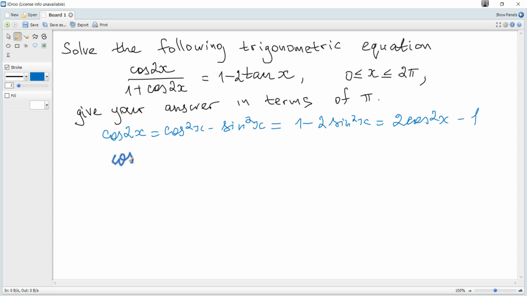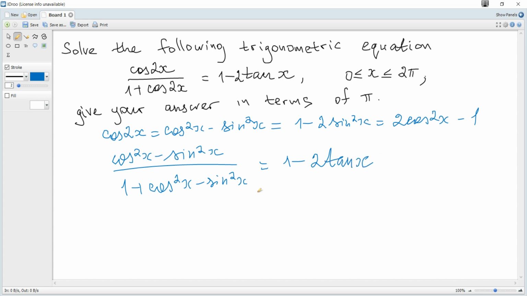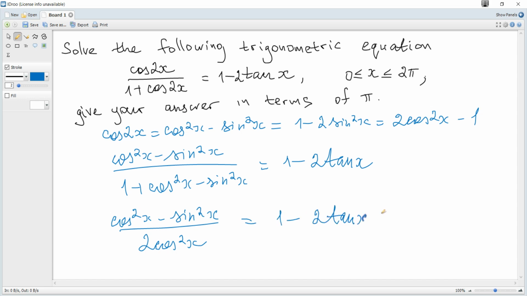So it becomes cosine squared minus sine squared divided by 1 plus cosine squared minus sine squared is equal to 1 minus 2 times tangent. And you can see that 1 minus sine squared is cosine squared, so it becomes 2 times cosine squared in the denominator. Numerator is cosine squared minus sine squared, is equal to 1 minus 2 times tangent.